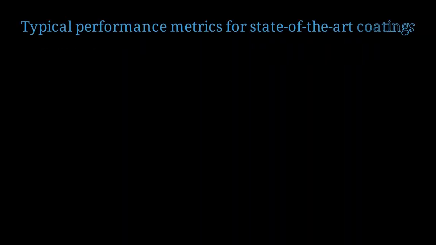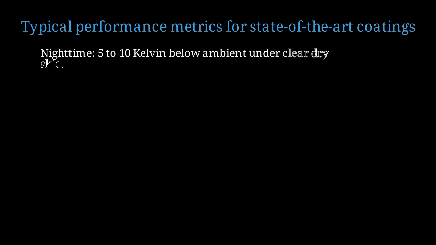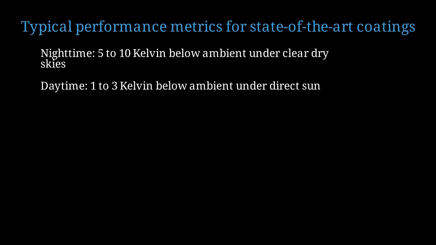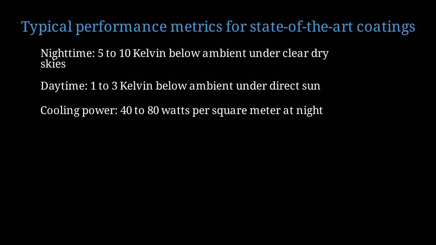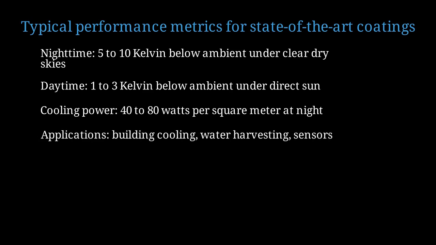What performance can state-of-the-art radiative cooling coatings actually achieve in practice? At nighttime, under clear, dry skies with low wind, the best coatings achieve 5 to 10 Kelvin below ambient temperature. During daytime, under direct sunlight, they can achieve 1 to 3 Kelvin below ambient, which is quite remarkable given the intense solar heating. In terms of cooling power, nighttime performance typically ranges from 40 to 80 watts per square meter, depending on atmospheric conditions. Practical applications include supplemental building cooling, enabling passive water harvesting from dew, and preventing sensor overheating in remote locations.